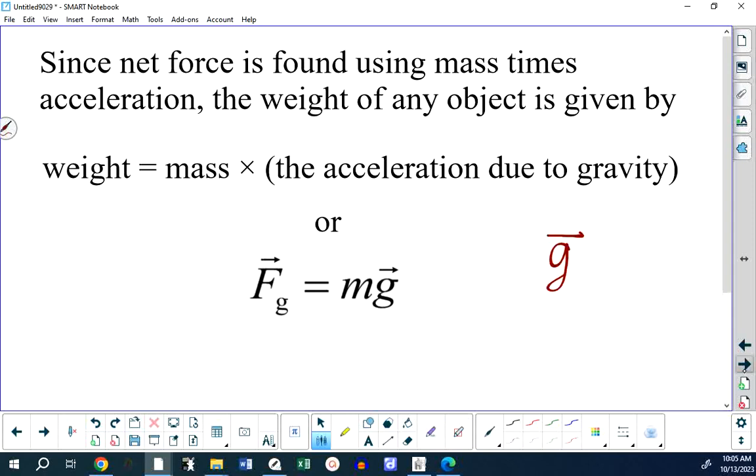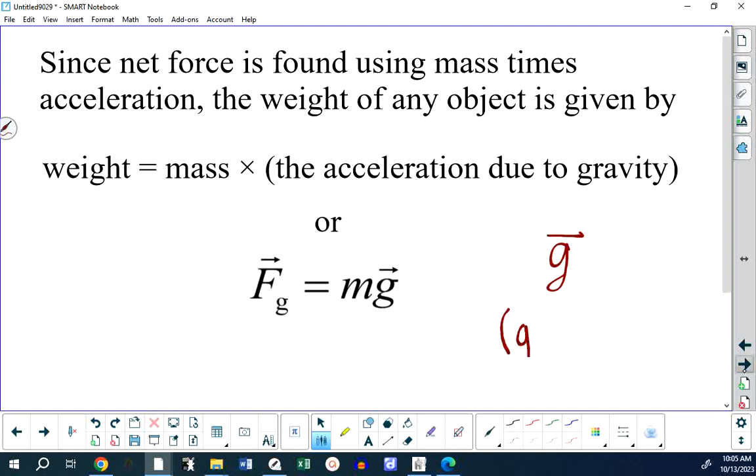Do I have a weight? Am I accelerating? No, so you can't calculate my weight by taking mass times my acceleration because you'll get 0. So when we see g, it's not the acceleration of the object, it's the acceleration due to gravity. And you can nitpick on that and say, well, what's the difference? Huge difference.